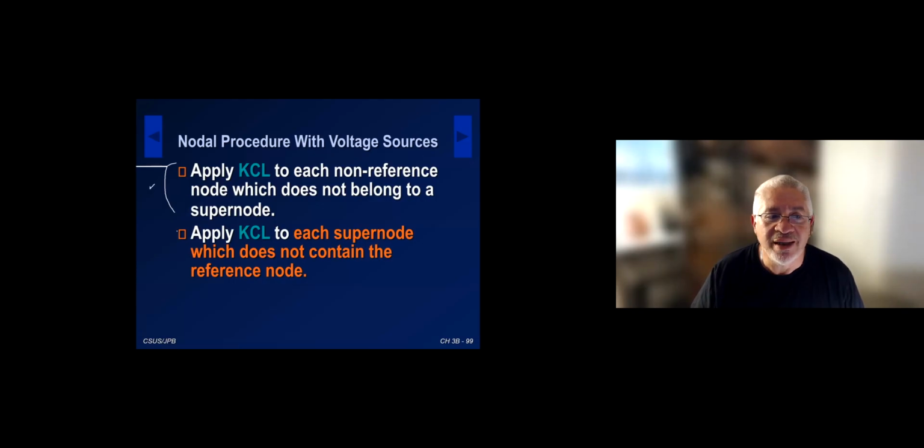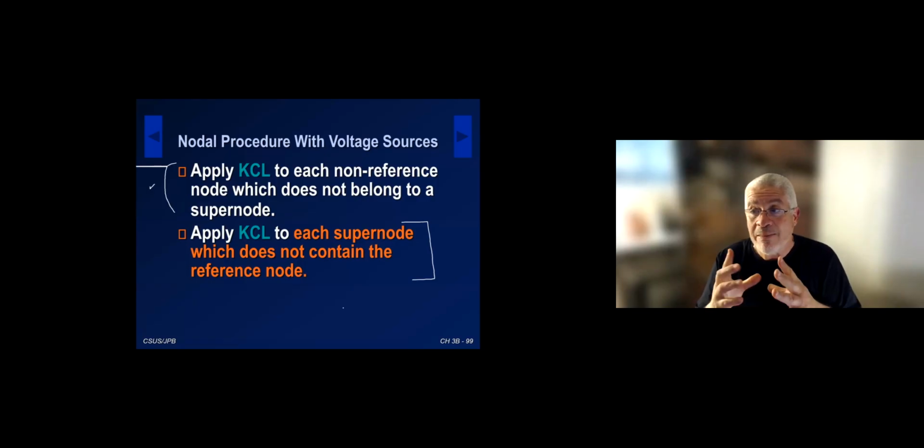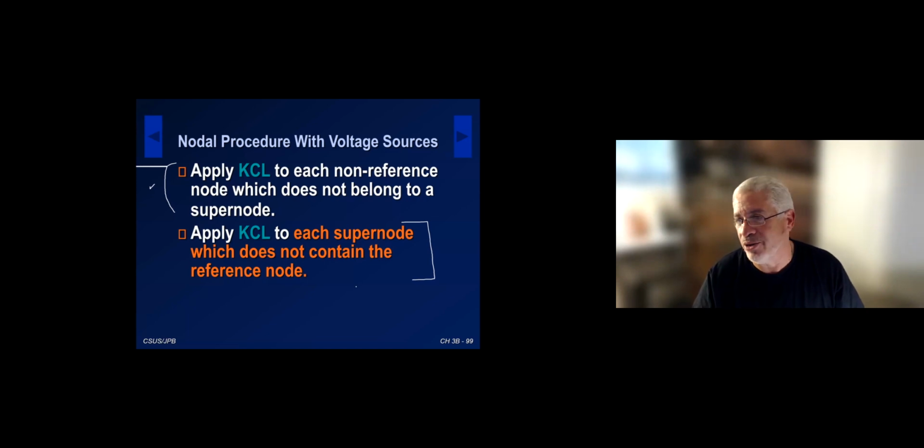So that's a similar step we had before. This step here, the last step, is different. We didn't have supernodes before. We're going to apply KCL about the supernode. Again, we're not eliminating nodes. We're just looking at current coming into a larger area and current leaving. We're going to apply KCL at each supernode when the reference node is not inside the supernode. Okay, and we're going to practice this and show you examples of that. All right, so we apply KCL at a supernode that doesn't have the reference node in it.